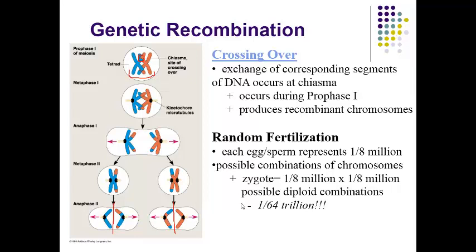Variation is at the heart of Darwin's theory of natural selection. Without variation, evolution cannot take place. This concludes our video on meiosis and the sexual life cycles.